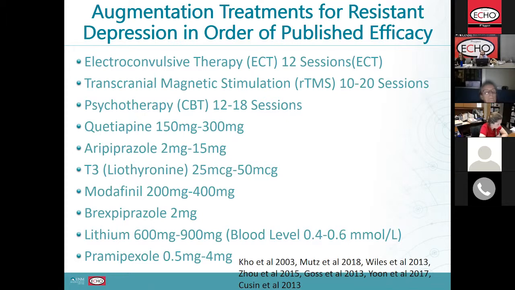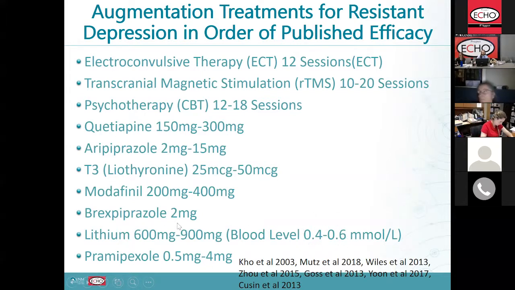So people with resistant depression can do quite well with some boosting CBT over the course of 12 to 18 weeks. And then going down are some of the augmentation medicines like quetiapine, which is Seroquel, aripiprazole, which is Abilify. T3 is liothyronine. Modafinil is also known as Provigil. It's a wakefulness promoting agent. Brexpiprazole is known as Rexulti. It's one of the newer antipsychotic medication augmentation agents. Lithium can be an effective augmenter with a blood level of between 0.4 and 0.6.